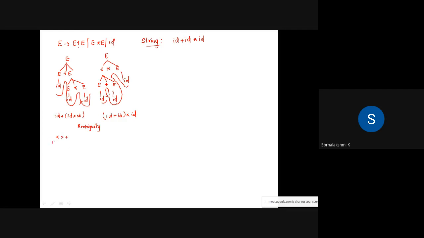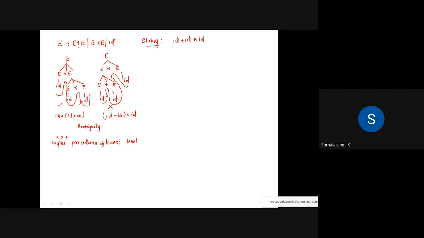So higher precedence should be at the lowest level of the parse tree. So the higher precedence operator should be at the lowest level of the parse tree, because you start reading or executing the parse tree from the lowest level. So the highest precedence operator should be at the lowest level. So according to that, this tree is correct and this tree is wrong.